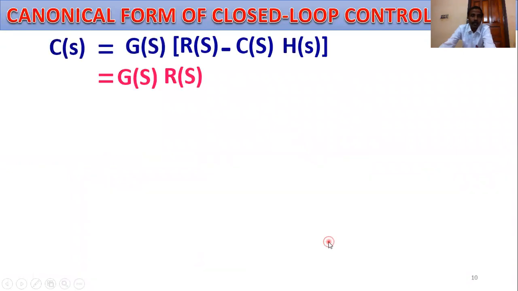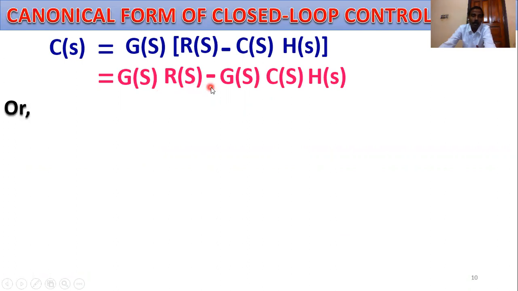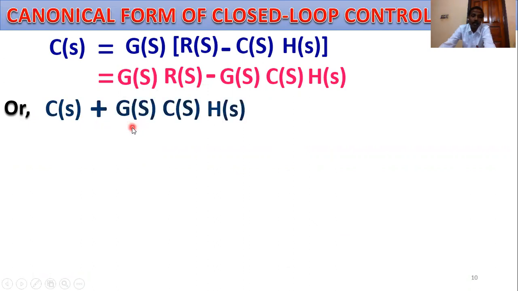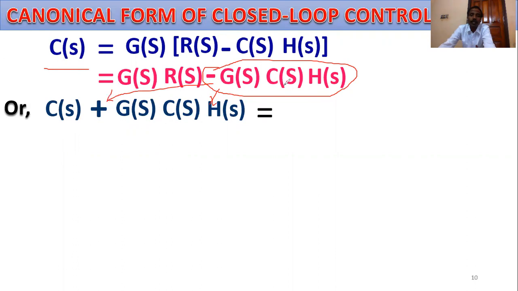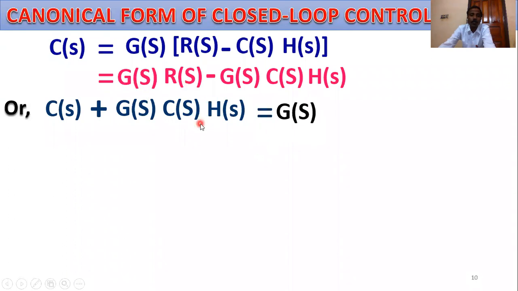Then C(s) equals G(s) into R(s) minus G(s) into C(s) into H(s). Then C(s) plus G(s) into H(s) into C(s). This is shifting to the left hand side. Then we get C(s) on the left hand side plus, this is the minus sign, that's why this is plus, G(s) into C(s) into H(s). So this is the left hand side equation, and the right hand side is just G(s) into R(s).